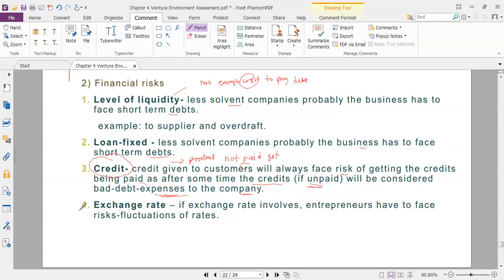So number 4, exchange rate, macam tadi. Financial risk also exchange rate. If exchange rate is involved, entrepreneur have to face risk of fluctuation of rate. So it means that if we invest in another country, using foreign direct investment, FDI, foreign direct investment product. So contoh kalau kita gunakan duit, kita melabur dekat syarikat luar negara dekat Indonesia for example. So we face the risk of exchange rate.